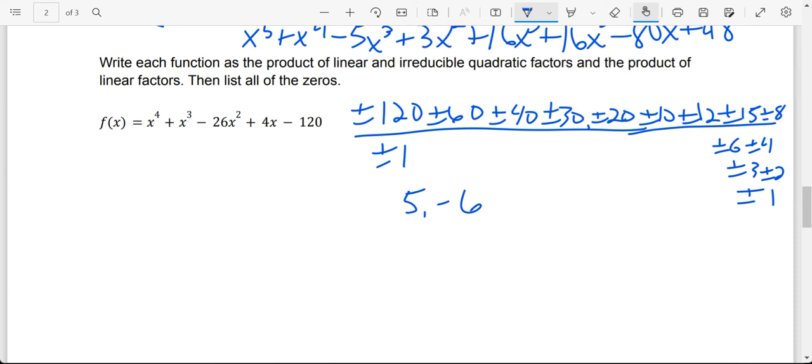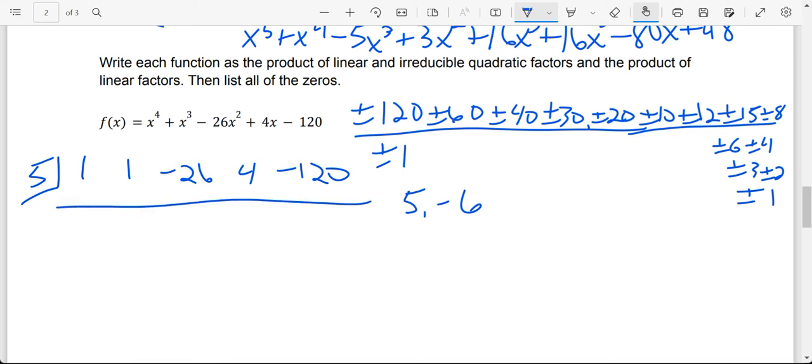Okay, so what you're going to do is we're going to factor out the two zeros using synthetic division. 1, 1, negative 26, 4, negative 120. I need a little more space than that.